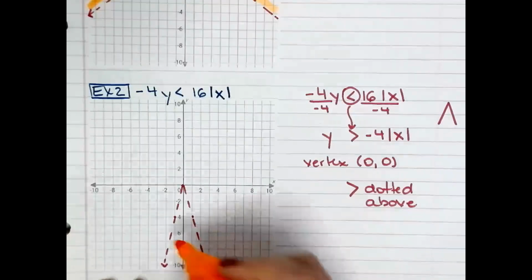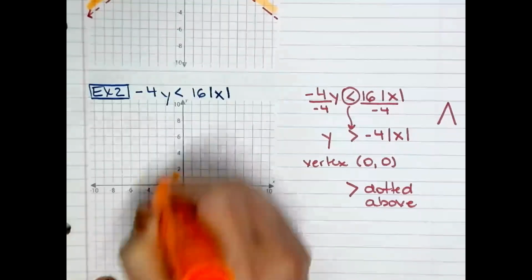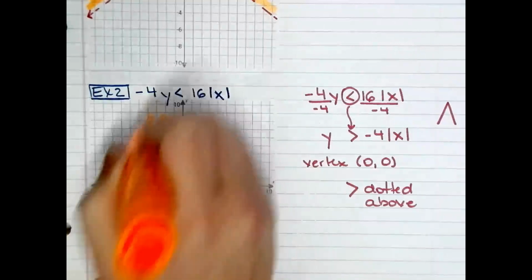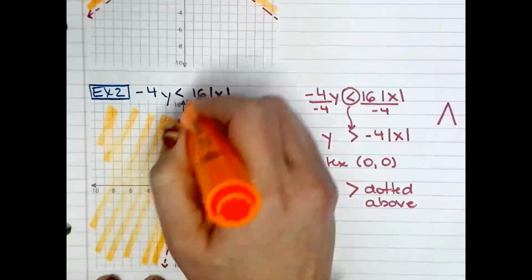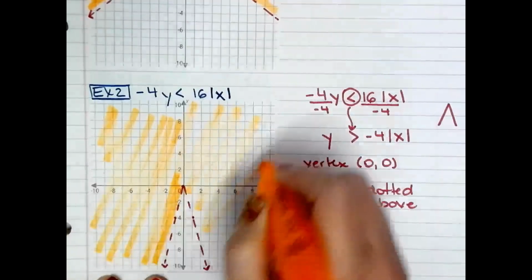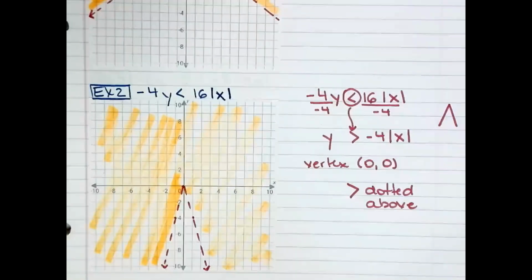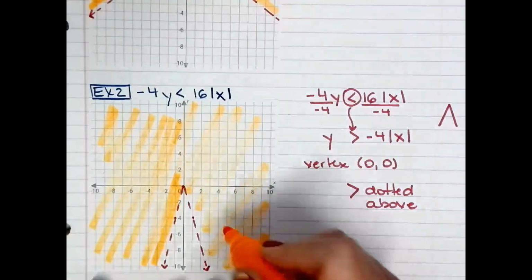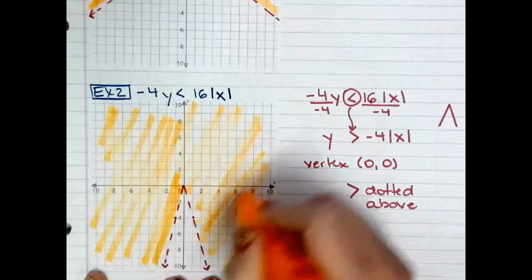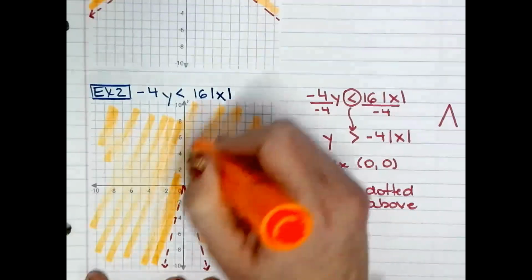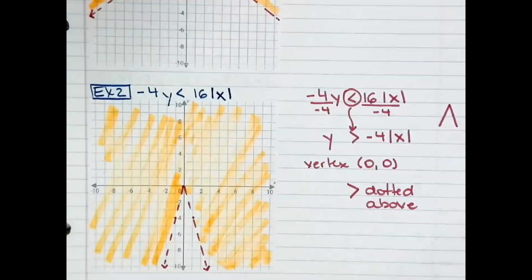Okay, we will shade above. It doesn't look pretty, but on your paper, make sure you make it pretty. My highlighter is dying. It's okay. You get the idea. Two more.